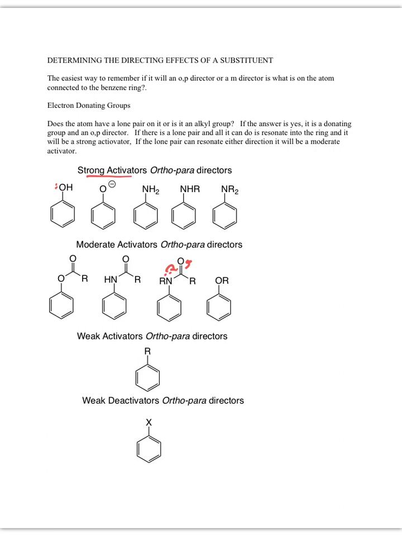And then the weak deactivators that are OP directors are the halogens. So these will react very fast, much faster than as we go down. Each step along the way, it'll get to a slower and slower reaction because we have a weaker activating group on there.